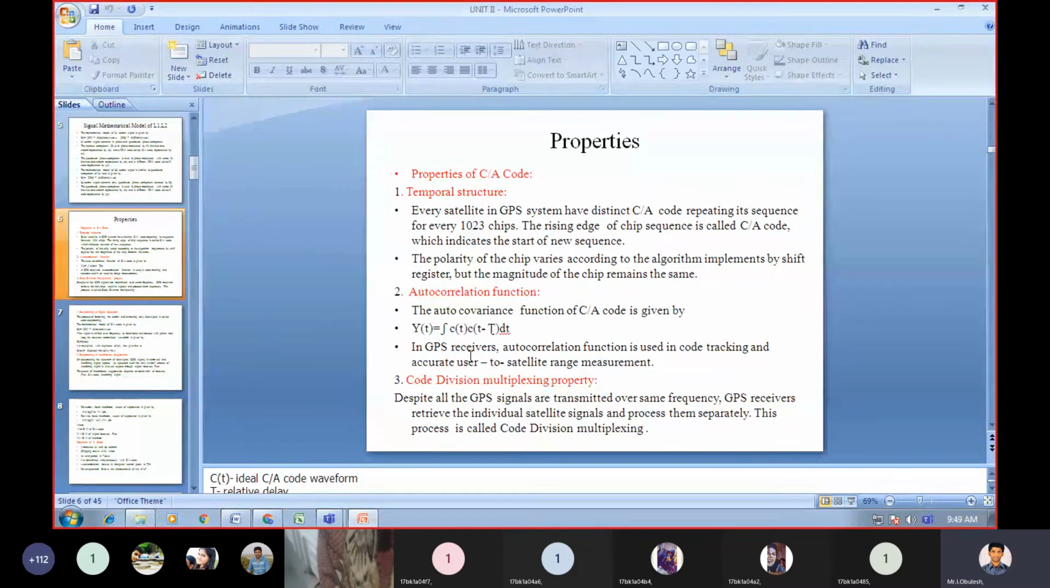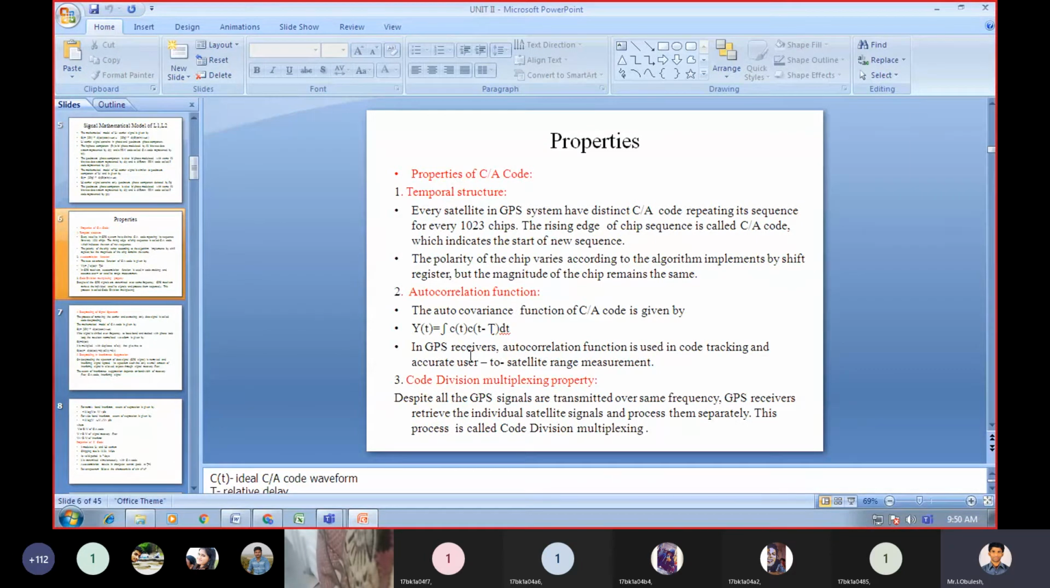Every satellite in the GPS system has a distinct C/A code which repeats its sequence every 1023 chips or 1023 bits. The rising edge of the chip sequence is called the C/A code epoch, which indicates the start of a new sequence.